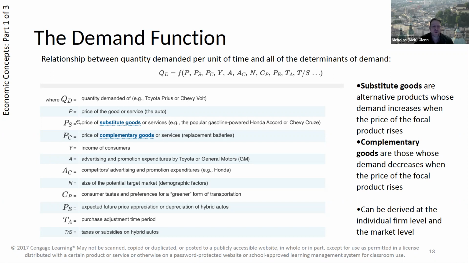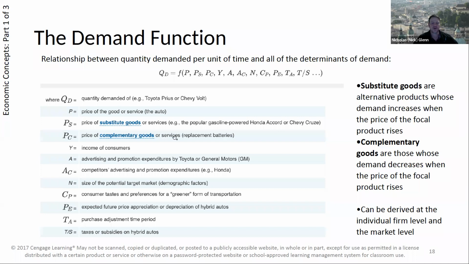So obviously the price is important. But what's also important? Well, the price of substitute goods. These are cars that are very similar here, like the Accord or the Cruze. These are cars at a similar price level. They both get really good gas mileage. And these are something you can buy in place of it. So the price of these goods will actually affect the quantity demanded of the Toyota Prius and Chevrolet Volt.